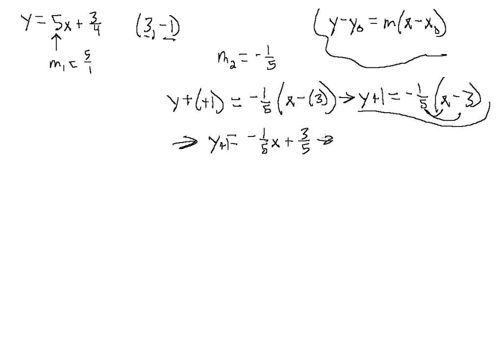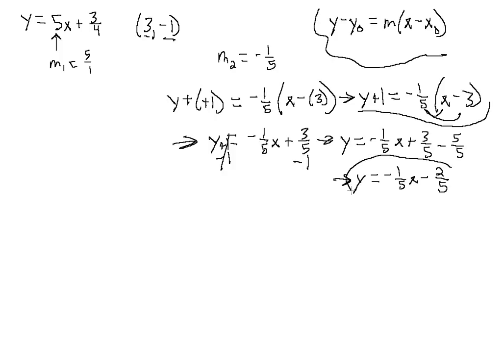And now let's go ahead and subtract 1 on both sides. These two terms cancel, so we have y on the left side. On the right side, we have minus 1 over 5x. Let's go ahead and do another step here. We have 3 over 5 minus 1, which we can write minus 1 as minus 5 over 5, which will result in y = -1/5 x - 2/5.